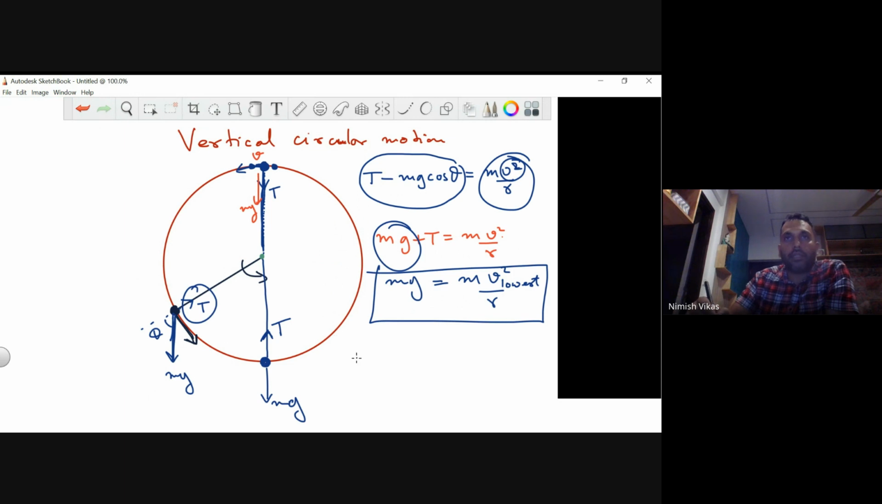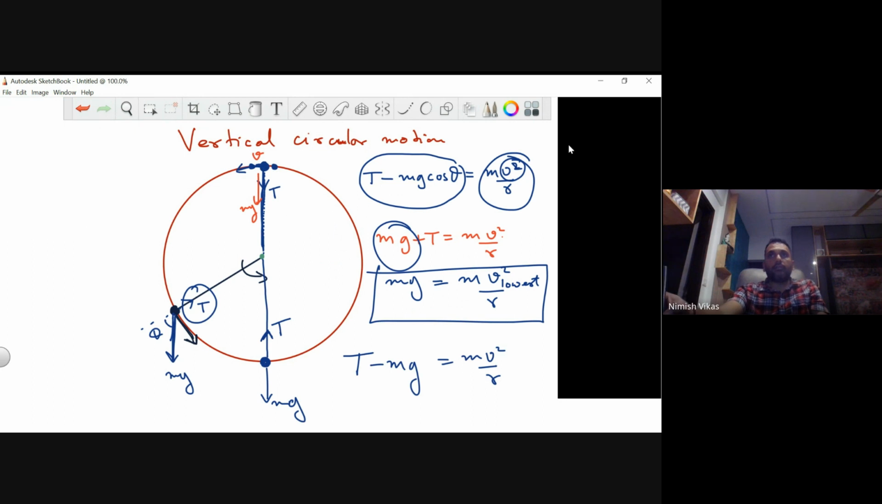So tension is the main guy. mg is in fact opposing it. So T minus mg must be equal to mv square by r. So T is always there. At the bottom, in fact, the tension is maximum. Why? Because tension is mg plus mv square by r. Weight plus, you can say, the centrifugal force which is acting, pulling it outwards. You can say it that way. So tension is very, very high.